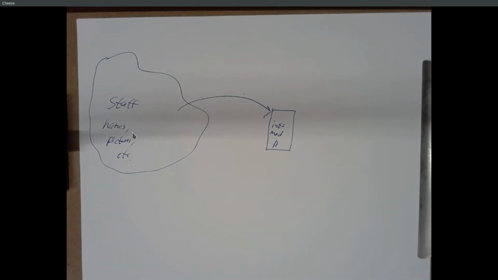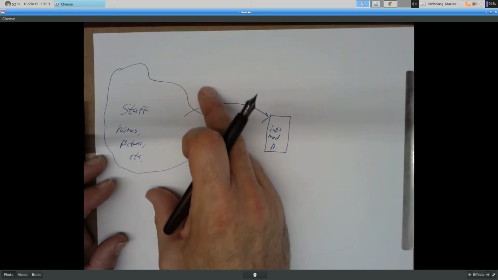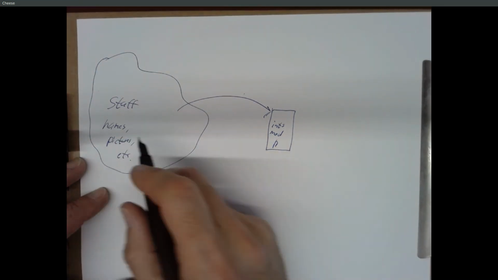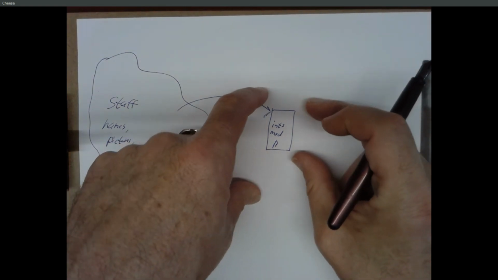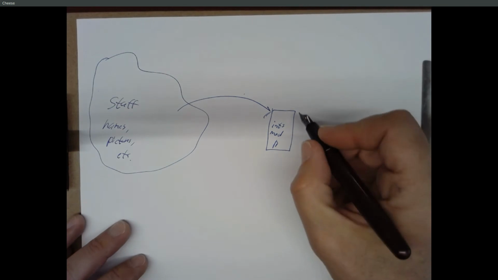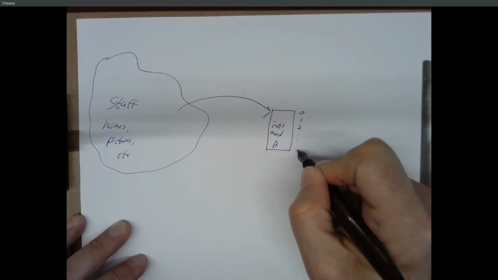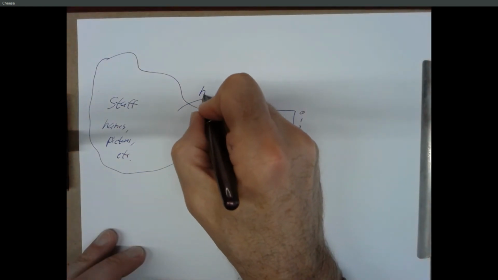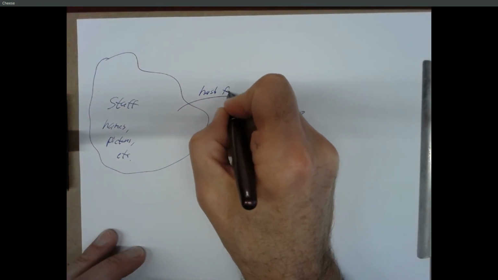Oh, that's such a cool picture. All right, we have some collection of stuff, names, pictures, something like that, and we want to map these things into some small collection of integers. And we're thinking of integers modulo n, so it would be integers like 0, 1, 2, up to and including n minus 1. And we do this mapping with a function called a hash function.